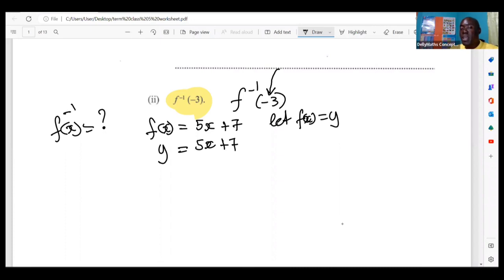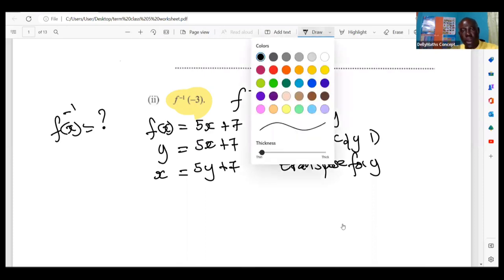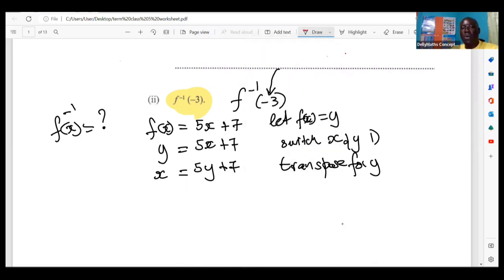So now you're going to switch. First move, switch x and y. Step 1. Let's switch. X is now equal to 5y plus 7. The second move is that you want to let y be alone. The proper mathematical term is to transpose for y. So now you want y to be sitting alone. So what are we going to do? Ordinary work. Let us subtract 7 from both sides first. Balance the equation by subtracting 7 from the other side.